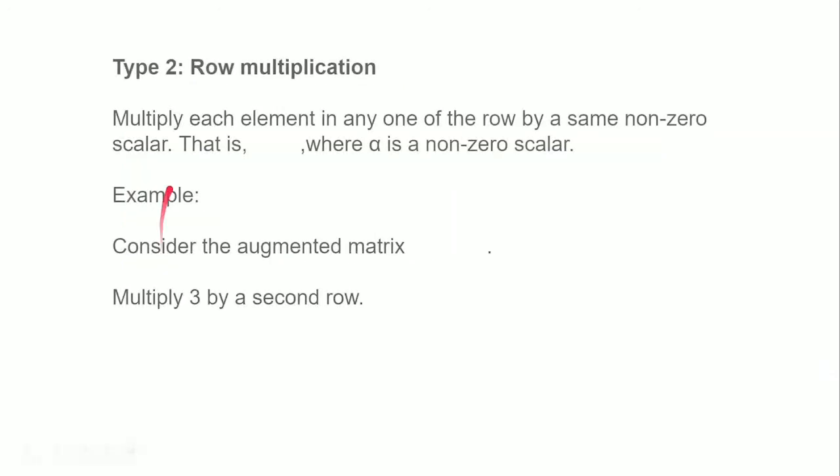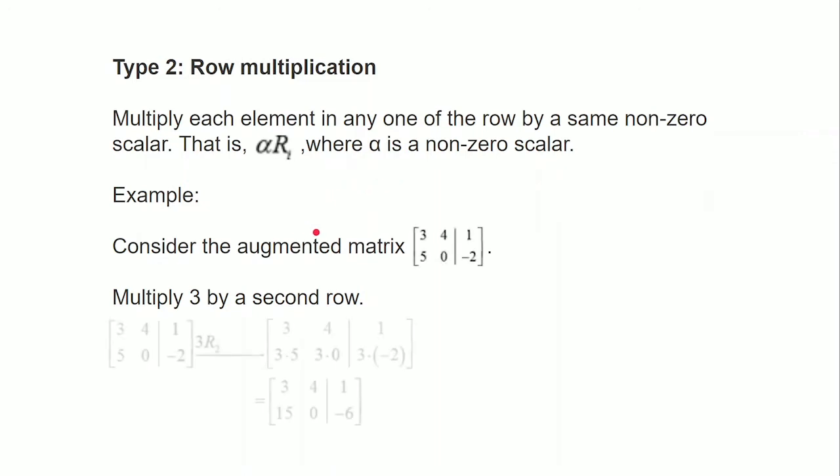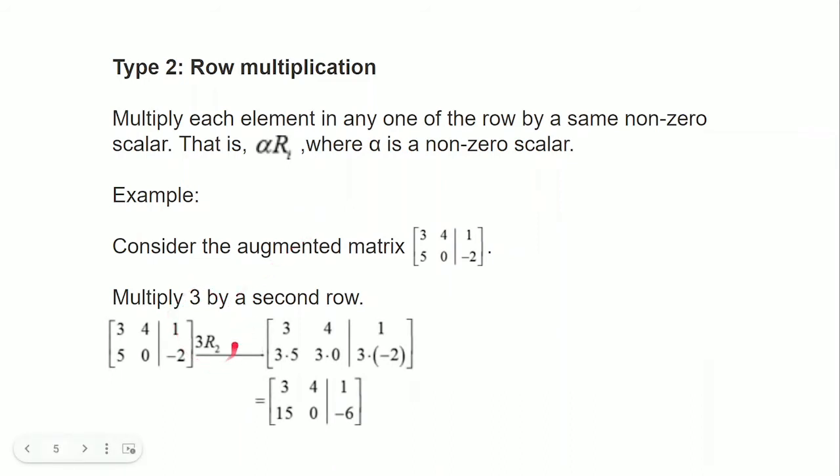Next, the second type is row multiplication. Multiply each element in any one of the rows by the same non-zero scalar. The ERO symbol is alpha times any row, where alpha is a non-zero scalar. For example, we consider this matrix. We perform this row operation, which is the second row multiplied by 3. So each element in the second row will be multiplied by 3. You can see 5 multiplied by 3, 0 multiplied by 3, and negative 2 multiplied by 3. So this will be the result.